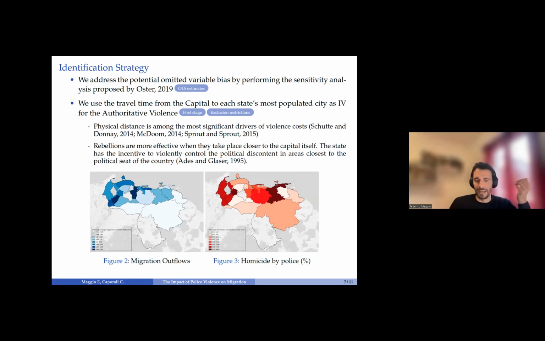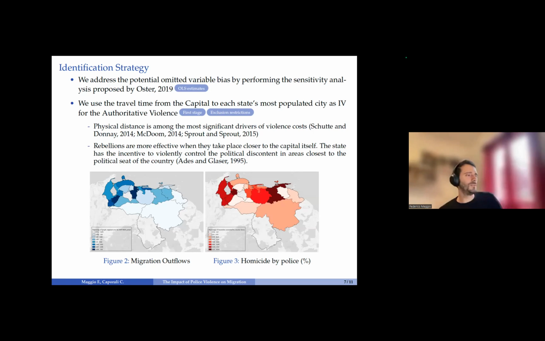Of course, the OLS likely yields biased estimates if an unobserved factor influences at the same time migration and state violence. So we deal with this potential omitted variable bias by performing the sensitivity analysis proposed by Oster. We check the change of R² while adding new controls, and our results are robust to this sensitivity analysis proposed by Oster. But we also use an IV identification strategy in which we use the travel time from the capital city to each state's most populated city for the authoritative violence. The table of the first stage is quite robust, and we perform some robustness checks in order to deal with the exclusion restriction.